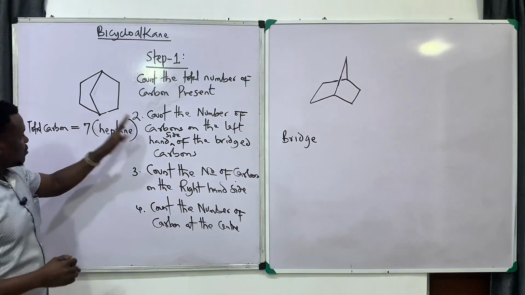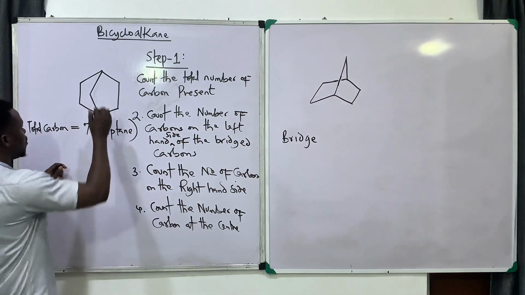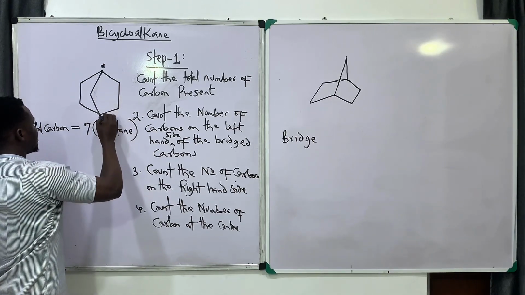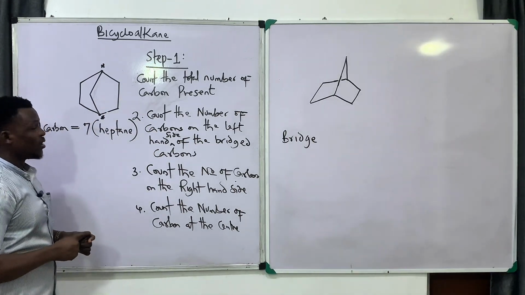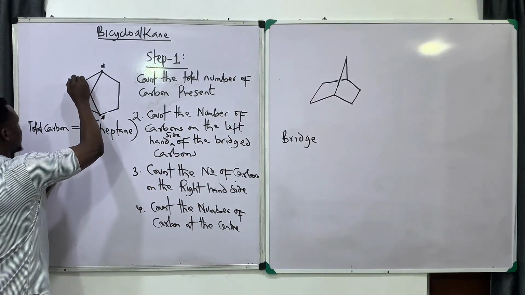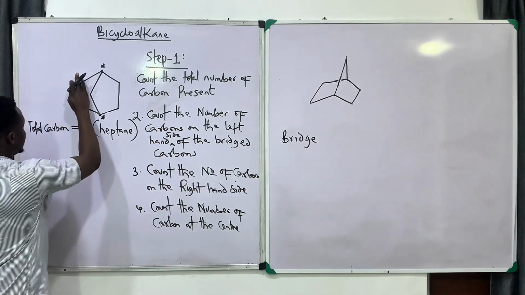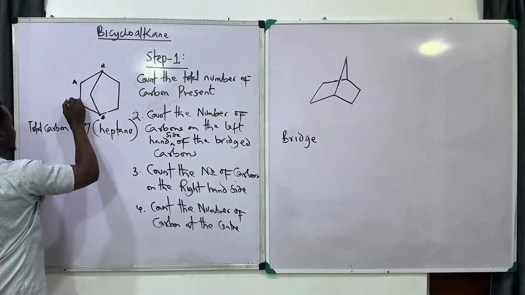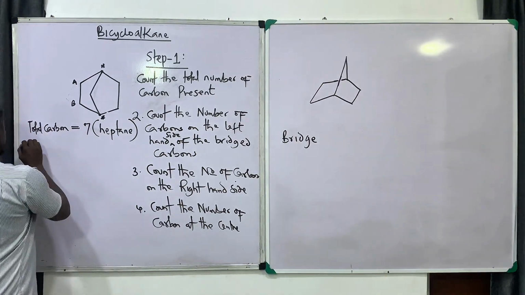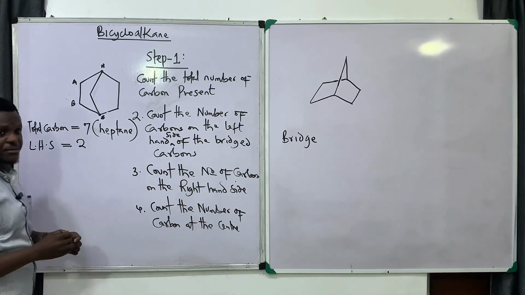Now they said count the number of carbons on the left hand side of the bridge carbon. So you come here, this is the bridge carbon, I put an asterisk here and an asterisk here. The left hand side of this has the 2 carbons we have, carbon 1 and carbon 2. Let's say this is A and this is B. The left hand side has 2 carbons. So I'll say left hand side equals 2 carbons.